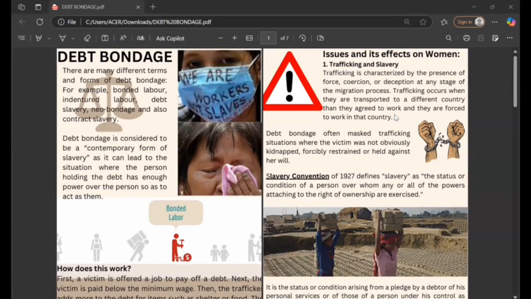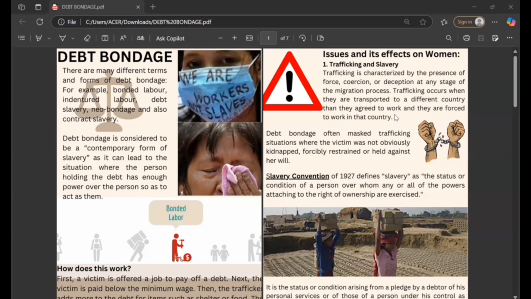Good day, everyone. So, for the last topic, we are going to discuss now debt bondage. As for my part, we are going to learn the definition, issues, and the effects of debt bondage, and which school of thought on feminism best explains the issue. So, let's start now with the definition of debt bondage.